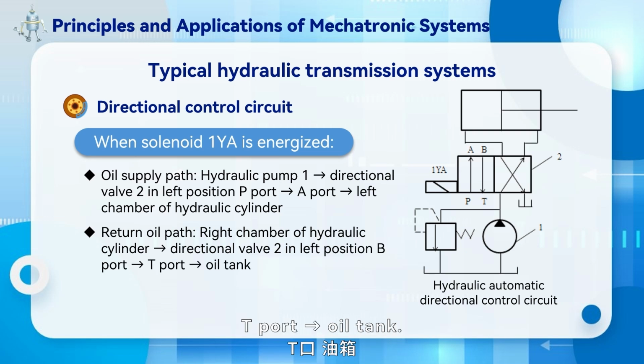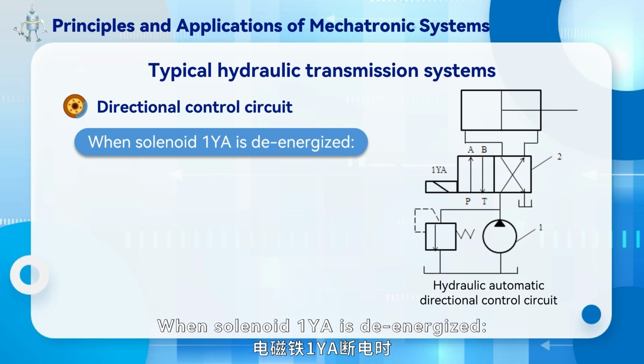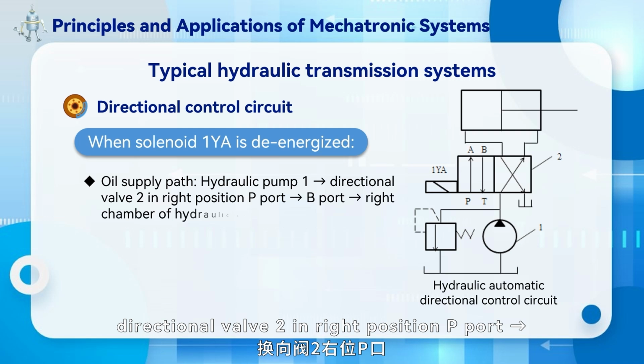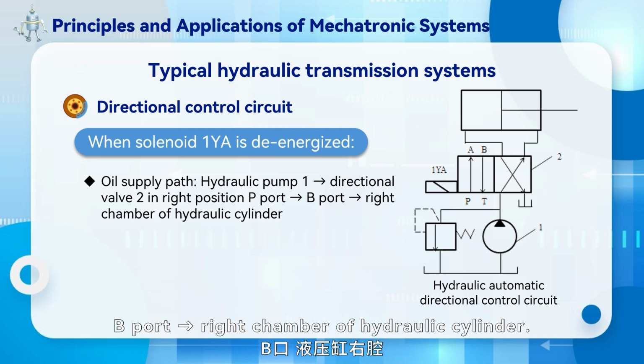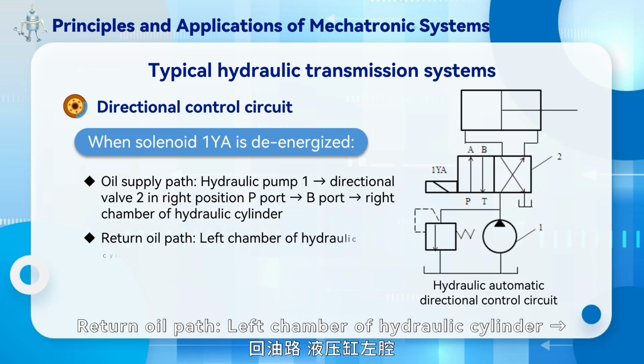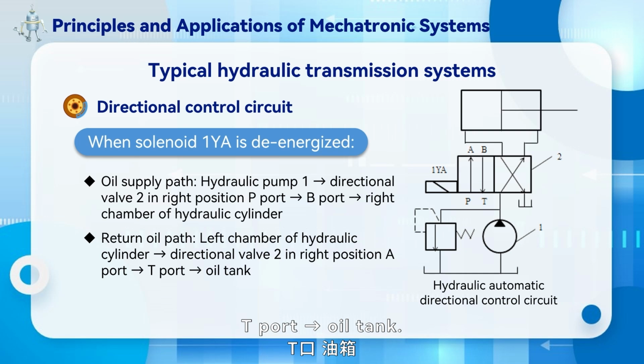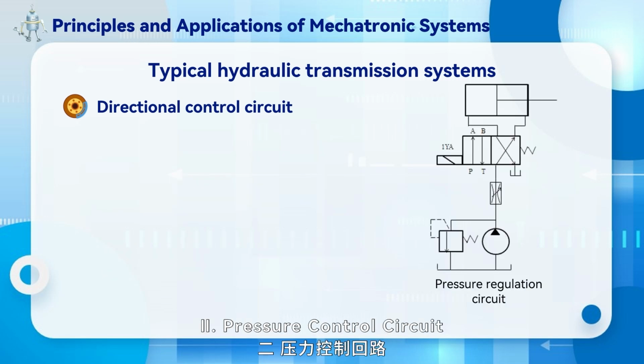to oil tank. When solenoid 1YA is de-energized, oil supply path: hydraulic pump 1 to directional valve 2 in right position, P port to B port, to right chamber of hydraulic cylinder. Return oil path: left chamber of hydraulic cylinder to directional valve 2 in right position, A port to T port to oil tank. 2. Pressure control circuit.